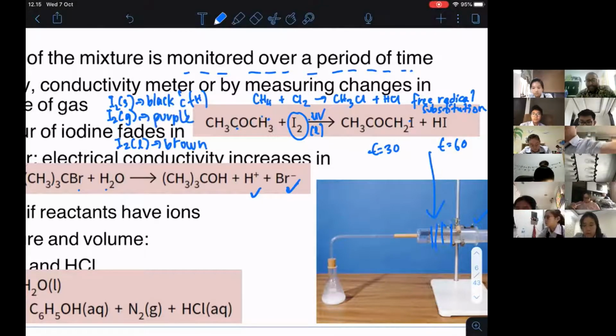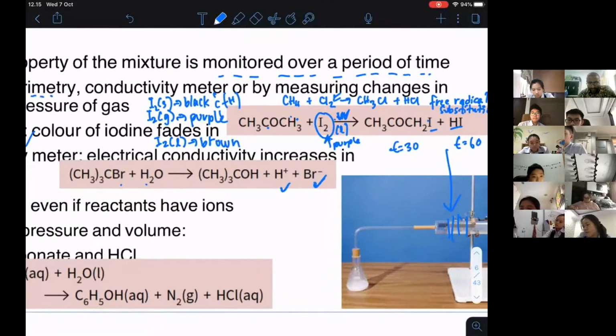Okay, so in this case, I do not know whether it's going to be liquid or gas, but if it is UV light, I'm assuming it's going to be gas. If I assume this is a gas, it means the purple color is going to become colorless. So the intensity of the purple color will be lesser, and that's why the color of iodine fades.